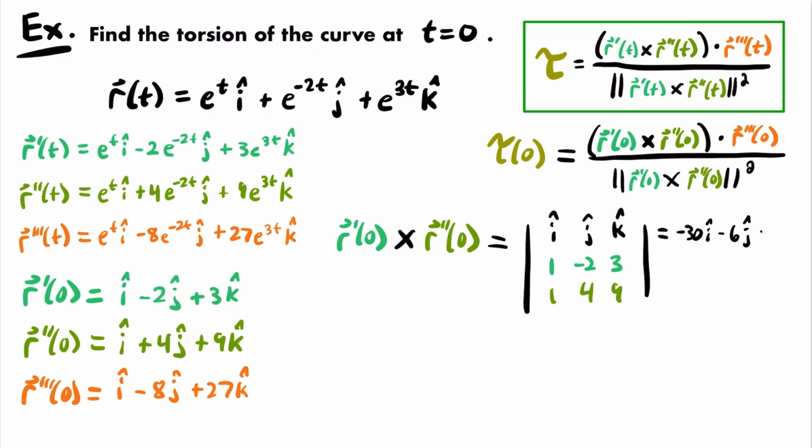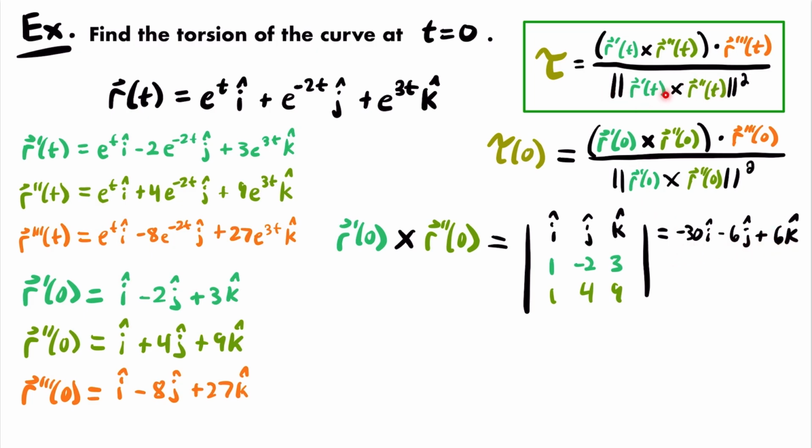Then finally, we have the k term. Cover up the k column. 1 times 4 is 4, minus -2 times 1, which is -2. So you have 4 minus -2, which is 4 plus 2, which is 6. So we just have plus 6k. So that's our cross product.